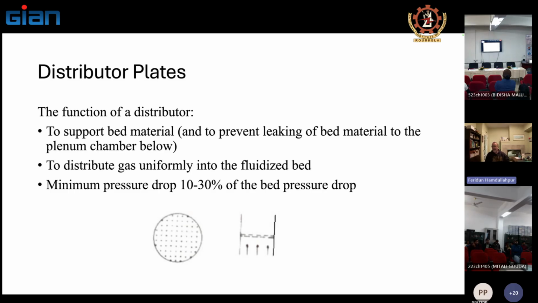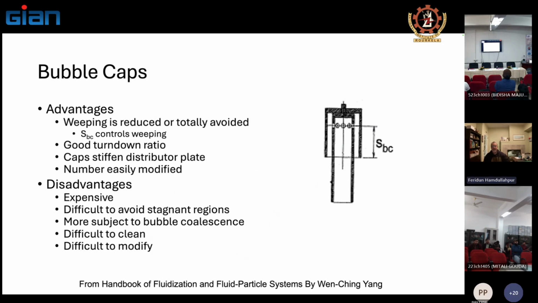Again, a rule of thumb for the design of this: the pressure drop of such a device should be 10 to 30%, not more than 10 to 30%, of the bed pressure drop when you're designing this. There are so many very complex, different distributor plate designs. It will be a completely different topic, but you will know that this is the basic principle of it.